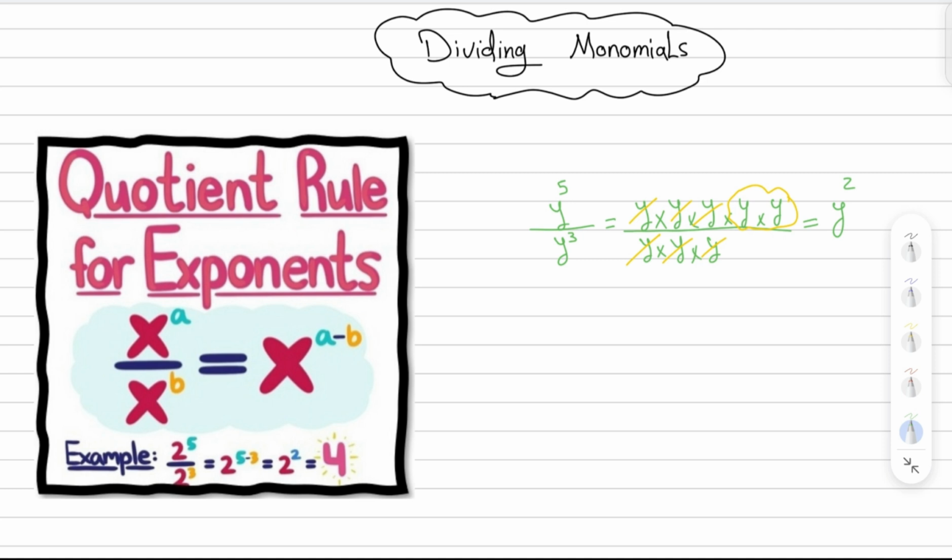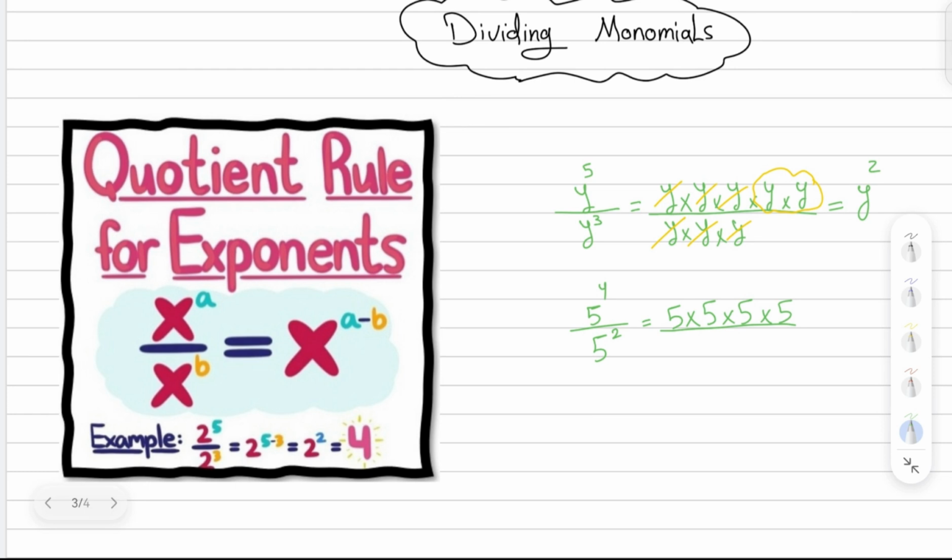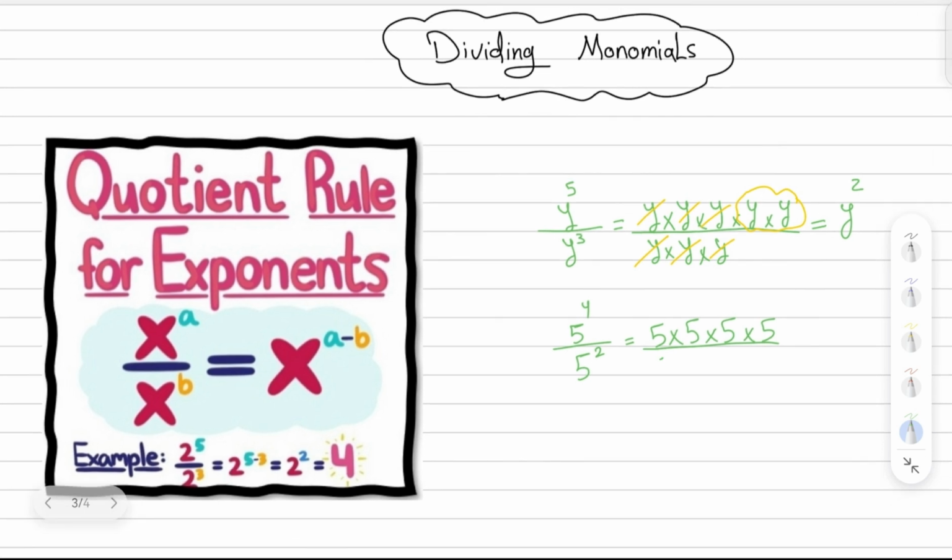Let's have another example. Assume we have 5 to the fourth power divided by 5 squared. 5 to the fourth power means that we're going to multiply the 5 by itself 4 times. 5 squared, multiply the 5 by itself 2 times. Simplify. We're left over with 5 times 5, which is 5 squared, or you can write 25.